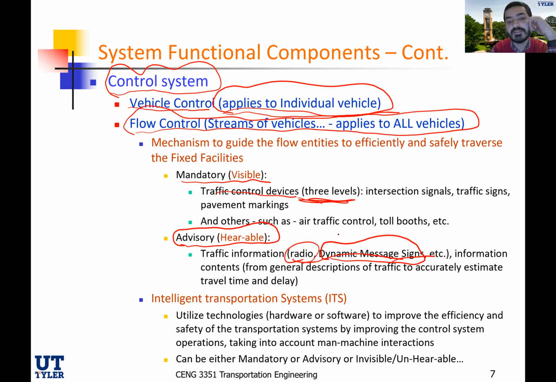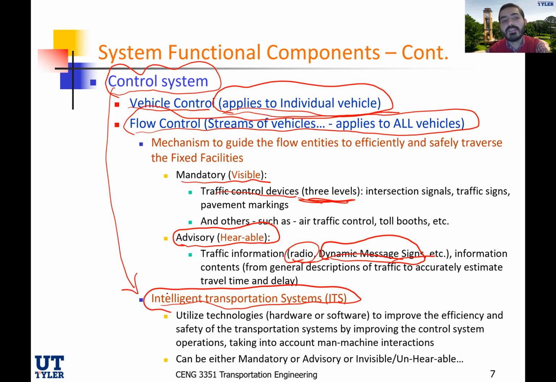Another thing that we're dealing with when it comes to controlling the system is intelligent transportation systems, ITS. Intelligent transportation system basically utilizes multiple technologies as well as hardware and software to improve the efficiency as well as safety of the transportation system by improving the control system.